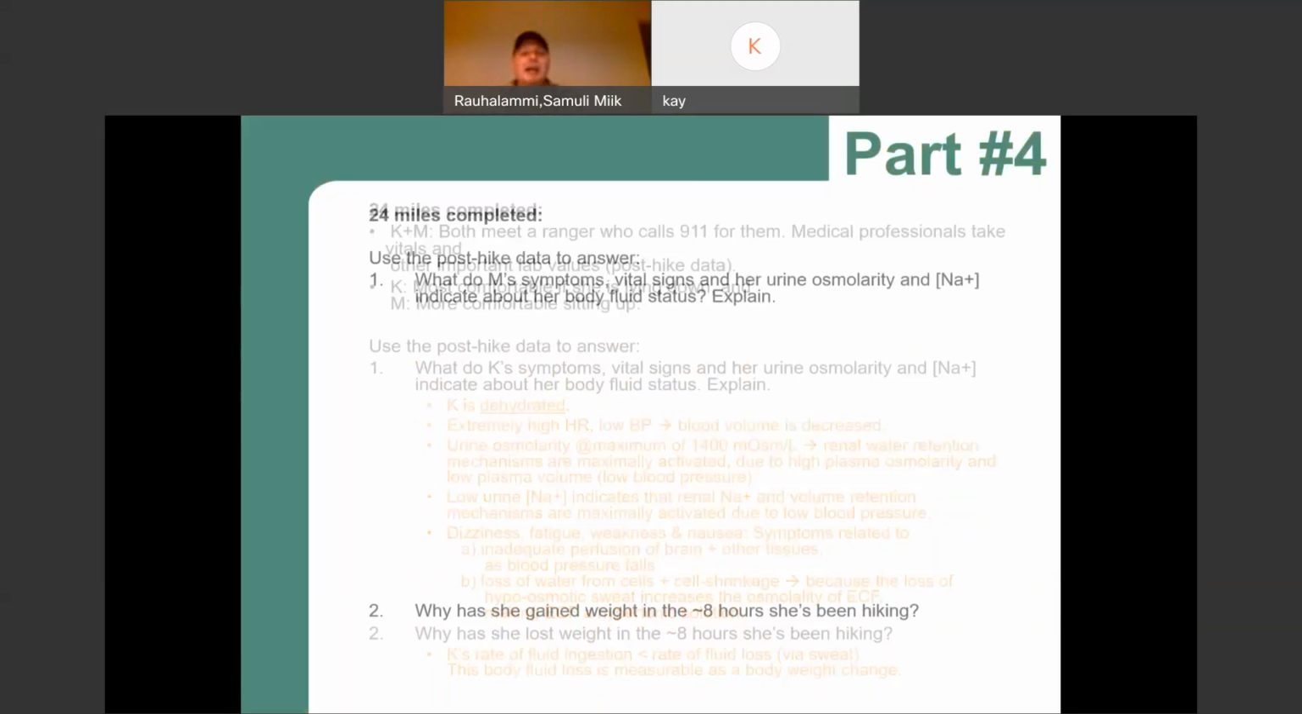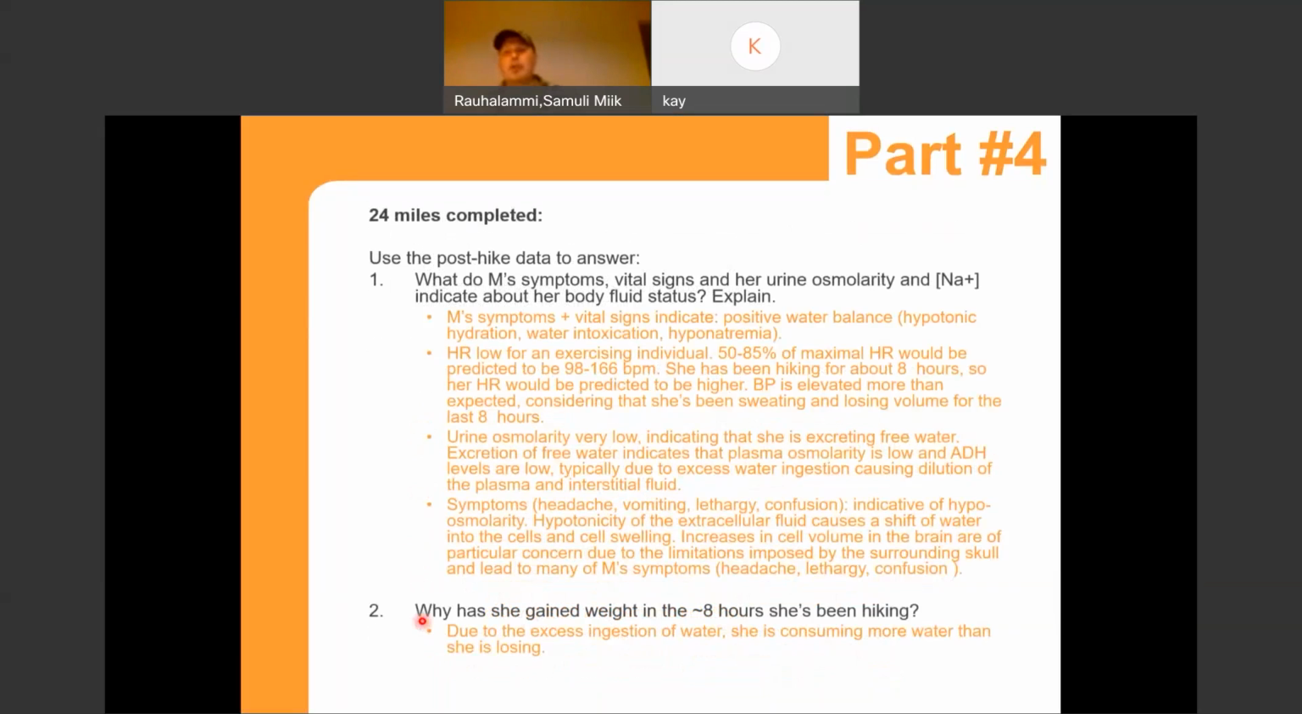We see that Maria actually gained weight during her 8-hour hike. No, she did not build new muscle. She simply was drinking so much that now she's holding a lot of fluids inside her body. So it's all fluid weight that she gained. It's not muscle mass or anything like that.